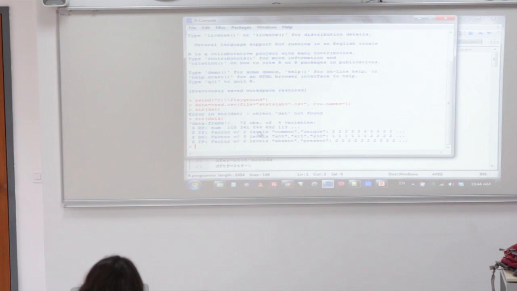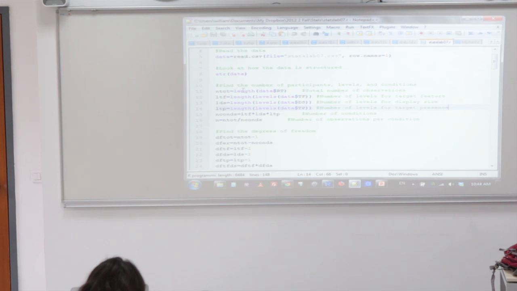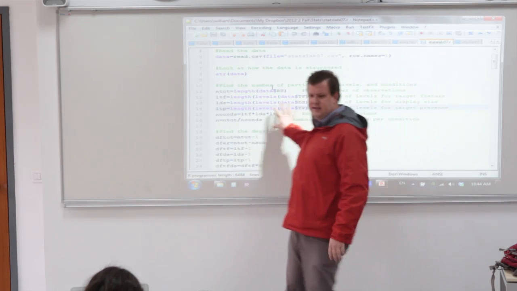Now, let's look at some of the things that I did. So I did something here to calculate the total number of participants. For the total number of participants, I can just get the length of all of the observations that I have. That's RT. Maybe I should talk a little bit more about this data first.